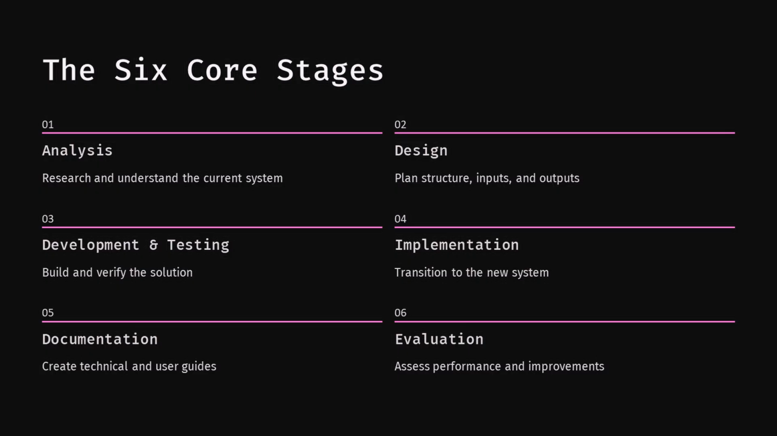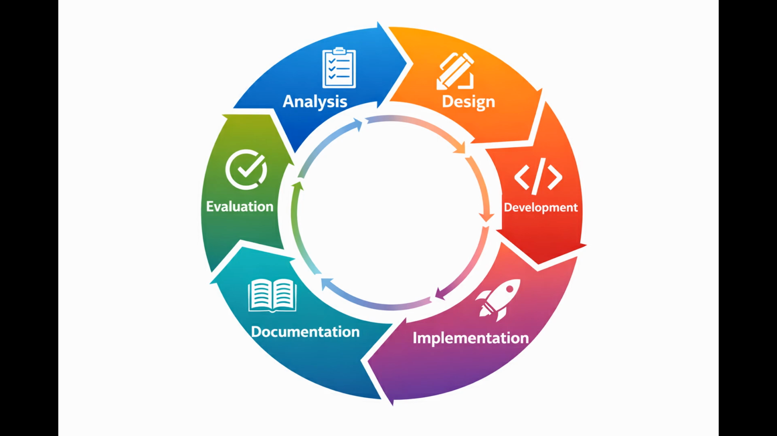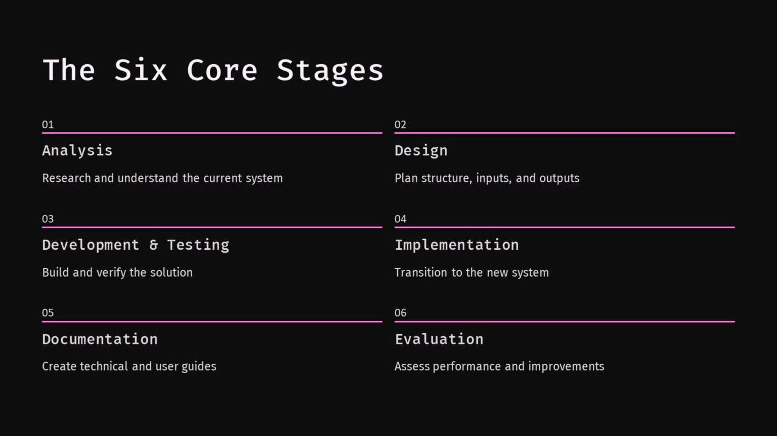The systems life cycle consists of 6 core stages, and they happen in this specific order. Stage 1, analysis, where we research and understand the current system. Stage 2, design, where we plan the structure, inputs, and outputs of the new system. Stage 3, development and testing, where we actually build the solution and verify that it works.